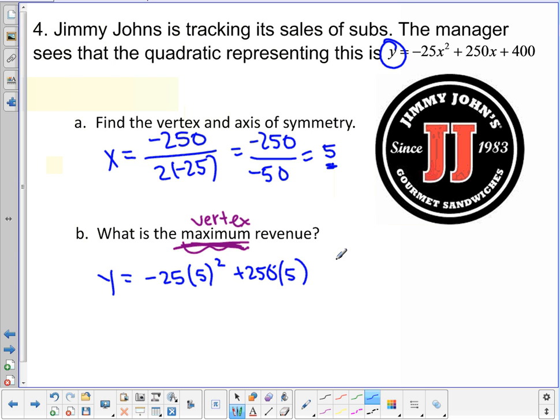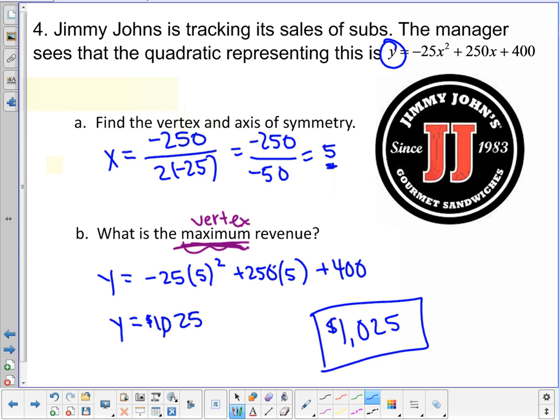And just be really mindful of putting these things in parentheses and where you're going to put the power of 2. You only want to square the 5, not the negative 25. You don't want to multiply first. You've got to take the power first. All those kinds of things. After you type this into your calculator, you should end up with 1,025. So I know I'm looking at $1,025 for a maximum revenue.